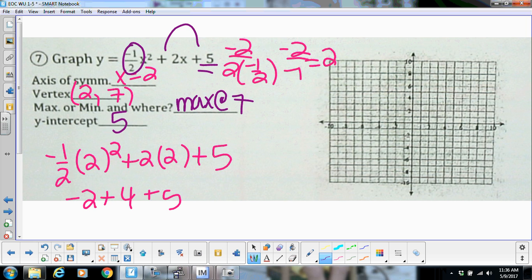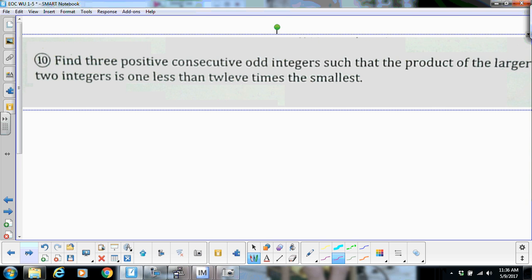So remember, when we go over here to graph, you start at your vertex, which is 2, 7. Okay, you're going to graph your y-intercept, which is 5. Remember, this is your axis of symmetry, so we find our twin point, and there is our parabola. Okay, there's 2 more of those, and then we're going to jump to problem number 10.